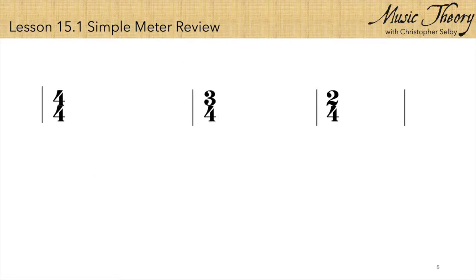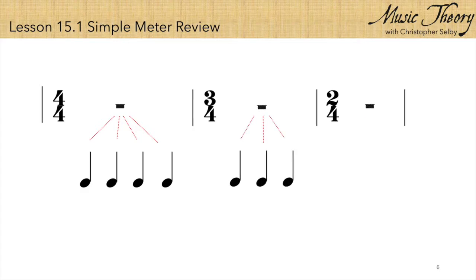Time signatures tell us how we should count the rhythms in the music, and this is particularly important when we're looking at a whole rest. In 4/4, a whole rest is going to be as long as 4 quarter notes. In 3/4, a whole rest is as long as 3 quarter notes, and in 2/4, it's as long as 2 quarter notes.